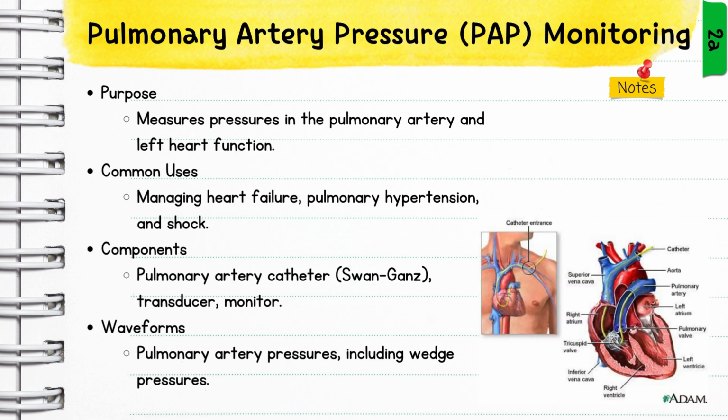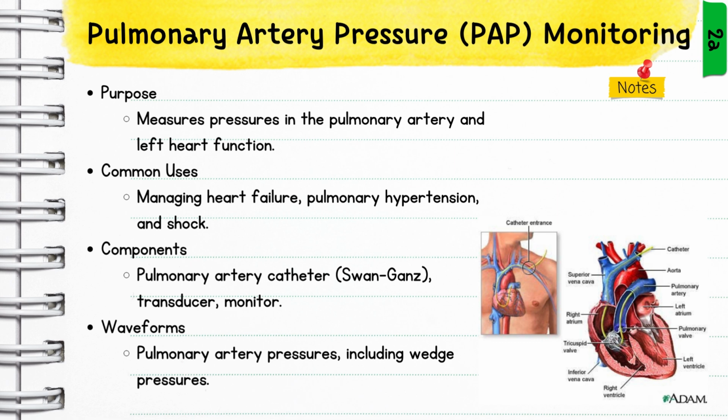So pulmonary artery pressure, PAP monitoring, okay? It involves the use of a pulmonary artery catheter, commonly known as a Swan-Ganz, to measure pressures within the pulmonary artery. This provides such important information about how the left side of the heart functions and the pulmonary circulation, which is especially important in managing patients with heart failure, pulmonary hypertension, or shock. The PAP monitoring system includes the catheter, which is threaded through the right side of the heart into the pulmonary artery, the transducer, and the monitor that displays the waveforms.